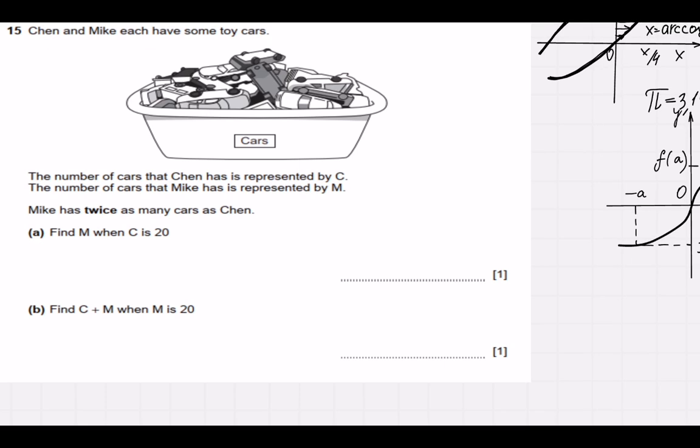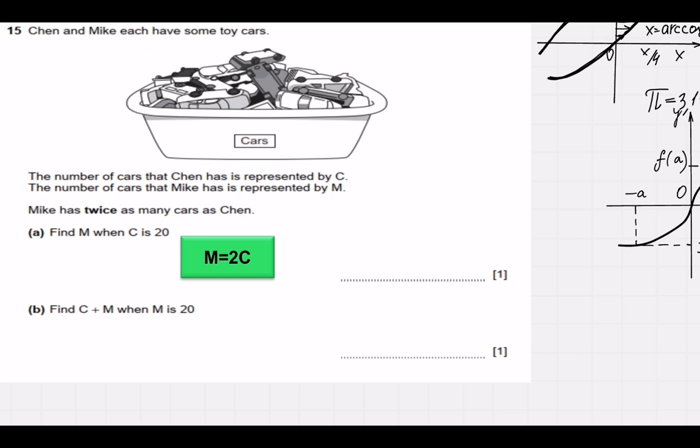Chen and Mike each have some toys. Chen's cars will be C. Mike's cars or toys would be M. So Mike has twice as many cars as Chen. So M equals 2c, and this is the most important thing in the whole question. If you know the rule of this question or any question like this, you'll be able to solve it easily.